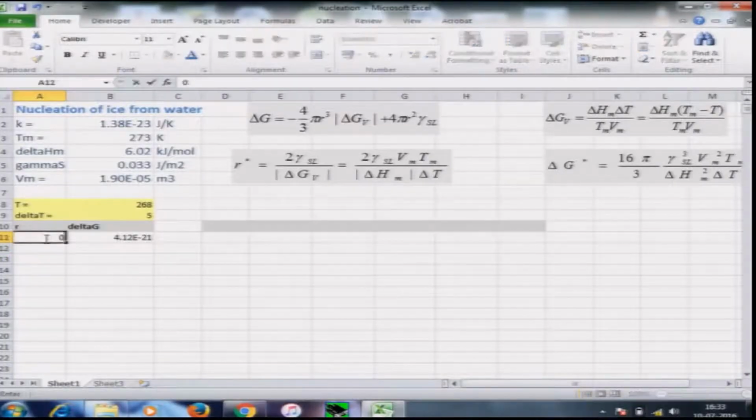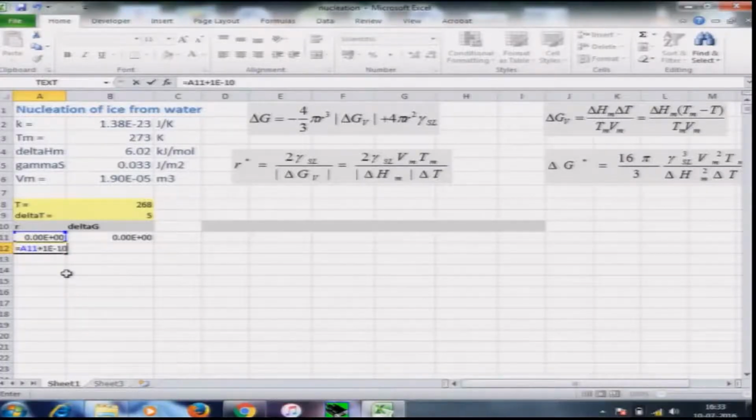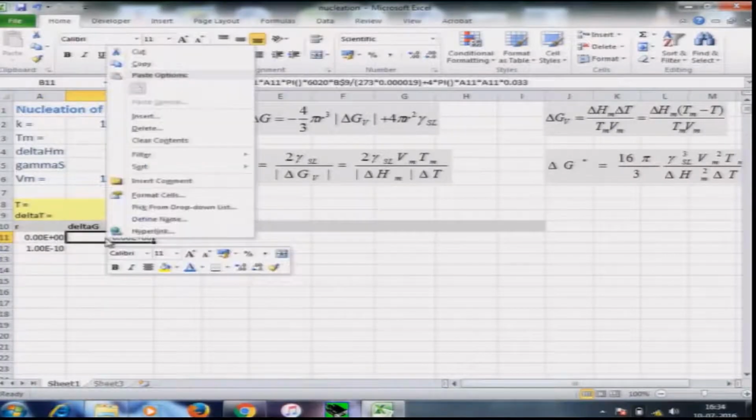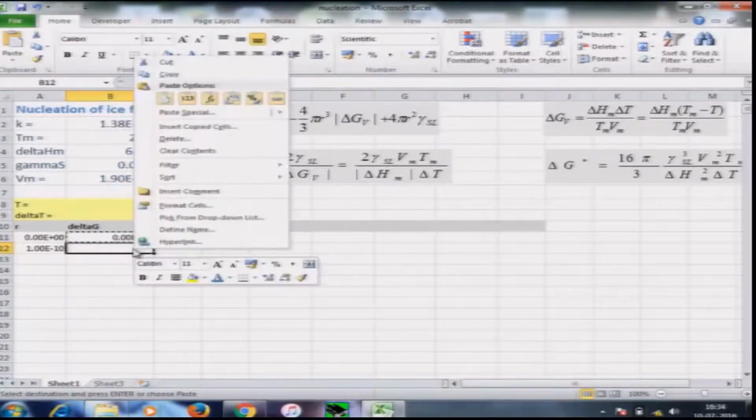So, let me come back and make this 0, and what I will do is I will put here another equation which will add an incremental value to R. So, I will have a different value of R here, and let me increment it by, to begin with, let us try 0.1 nanometers, that is 10 to power minus 10. Now what I will do, I will copy this function equation that I have written and copy it in the next cell.